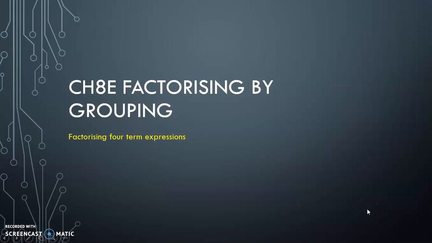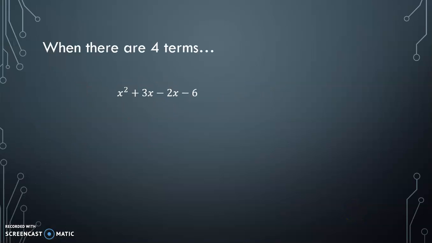Chapter 8E, Factorizing by grouping. That is for when you have 4 terms. So when there are 4 terms in one expression, how do we factorize it?